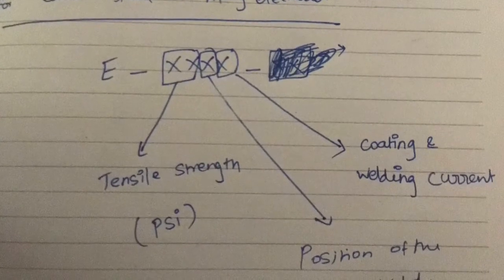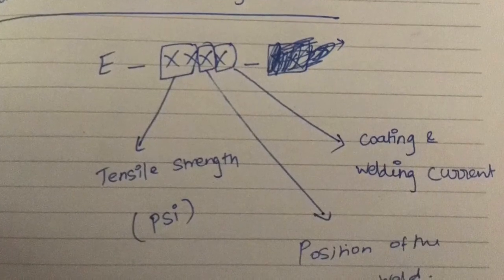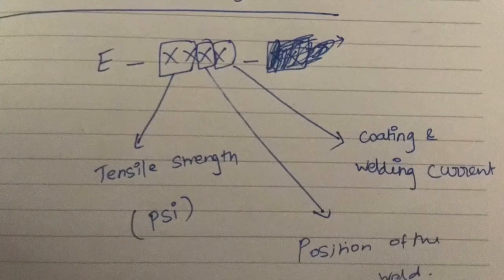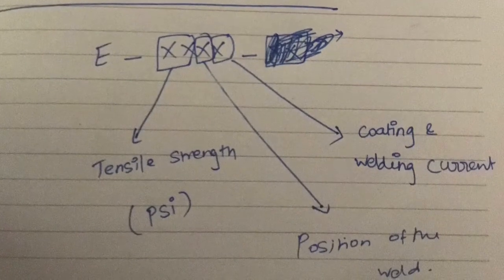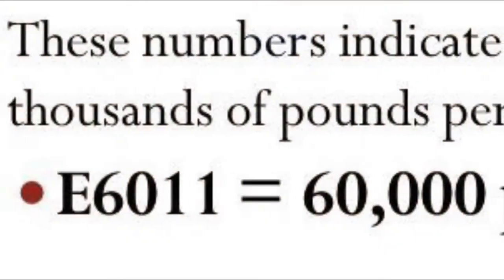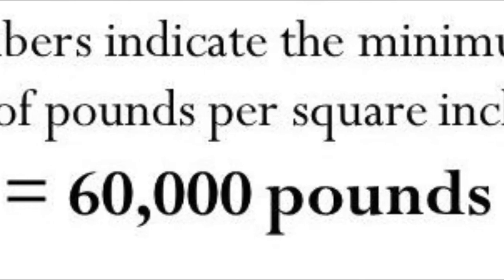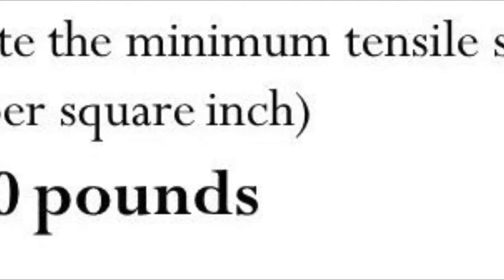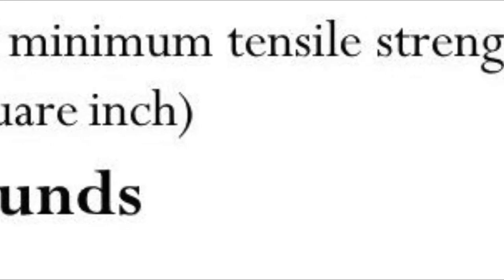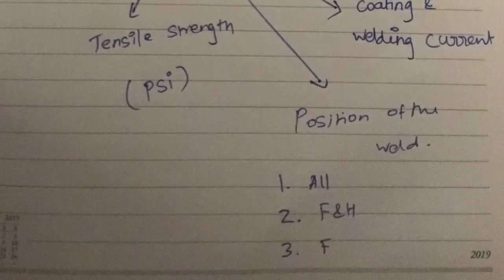The third digit indicates the position of the weld. Normally this will be 1, 2 or 3. The fourth digit indicates the coating and welding current. For example, if the first 2 digits indicate 60, this means the tensile strength of the material is 60,000 psi. You have to multiply by 1000 to get the tensile strength of the material.